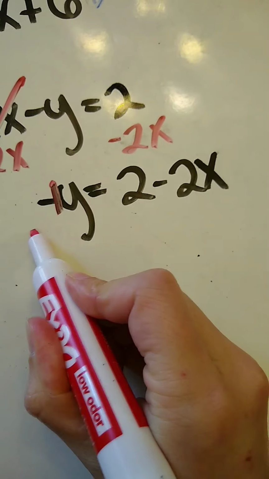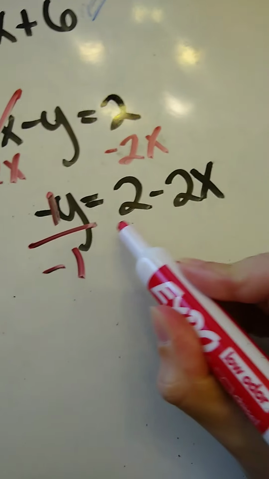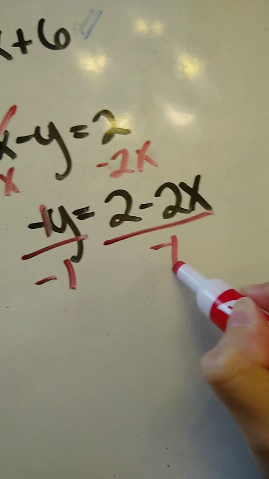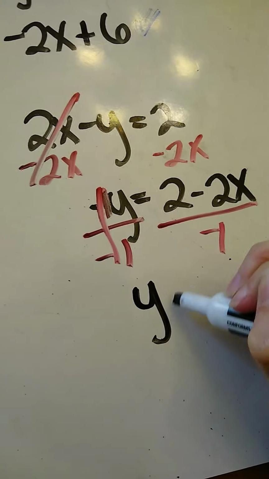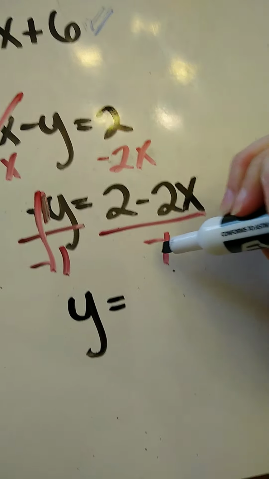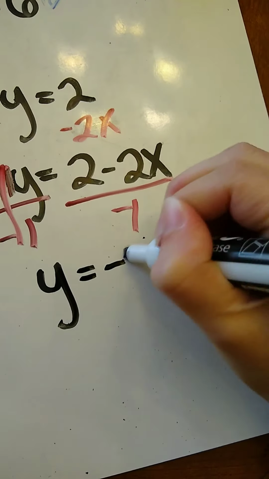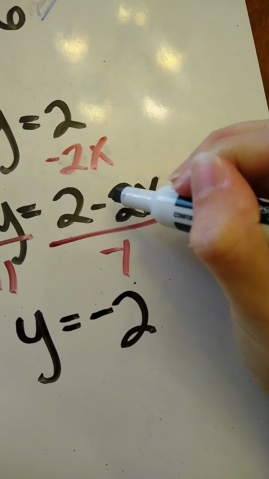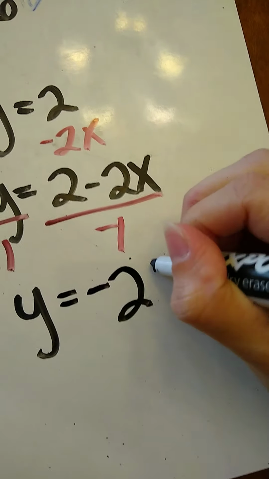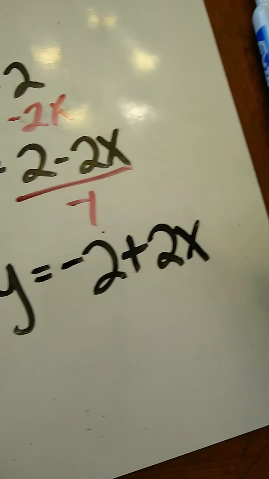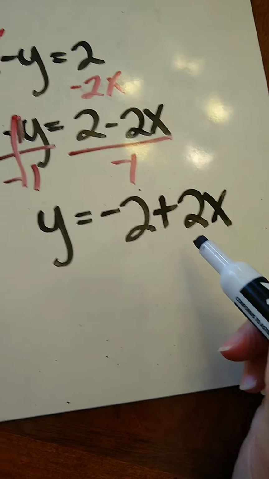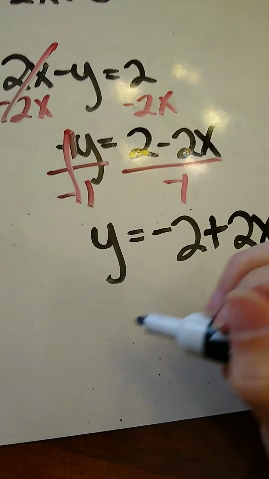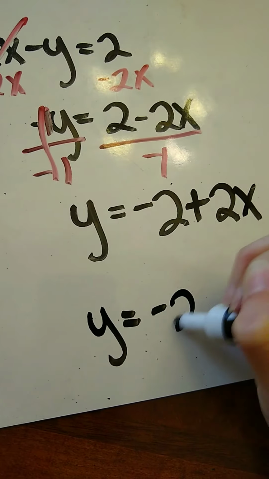They're multiplied, so I need to divide by negative 1. On the right side, you have to make sure you divide everything by negative 1. So if I do positive 2 divided by negative 1, that makes a negative 2. If I do negative 2 divided by negative 1, that makes a positive 2, keep the x. So now my system is y equals negative 2 plus 2x, and y equals negative 2x plus 6.